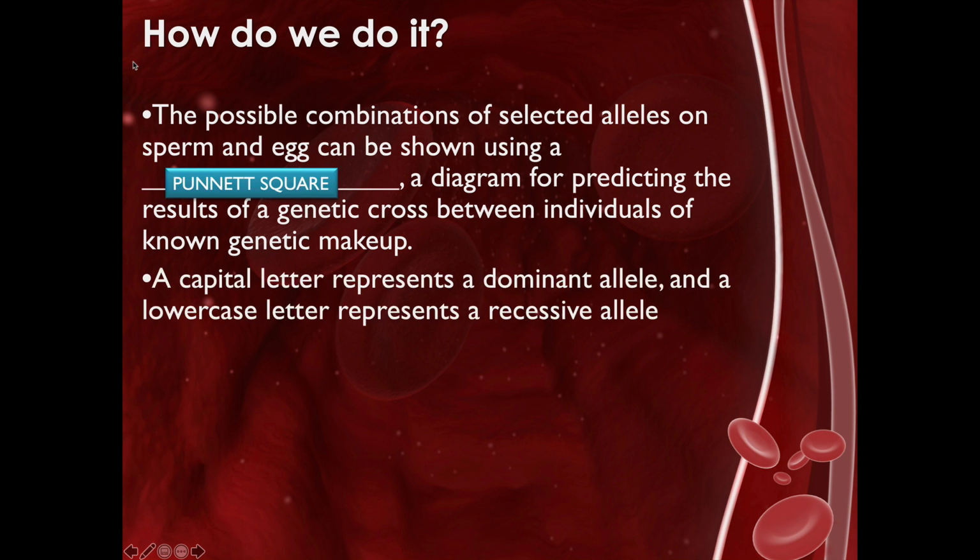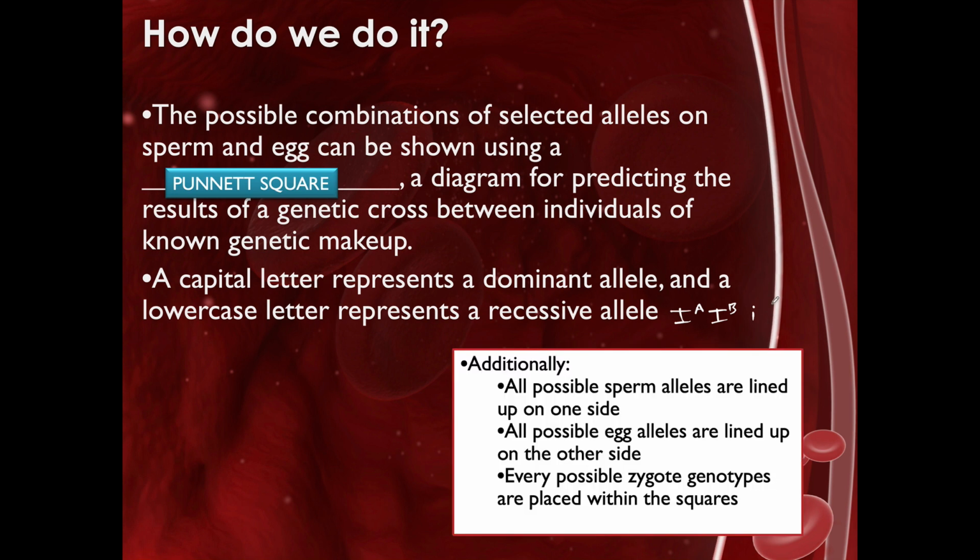Now, if you remember from your first biology class, capital letters represented dominant alleles and lowercase letters represented recessive alleles. In the case of blood type, that means we're going to use IA as a dominant A allele, IB as a dominant B allele, and lowercase i for the O allele. Additionally, all sperm alleles will be lined up on one side, while all egg alleles will be lined up on the other side. Every possible zygote genotype will be placed within the squares.